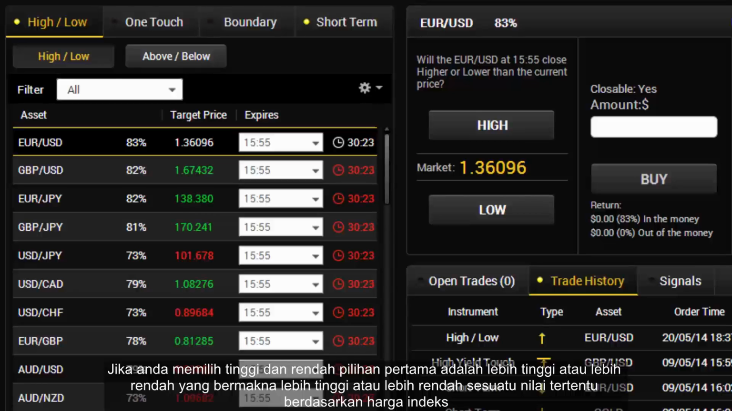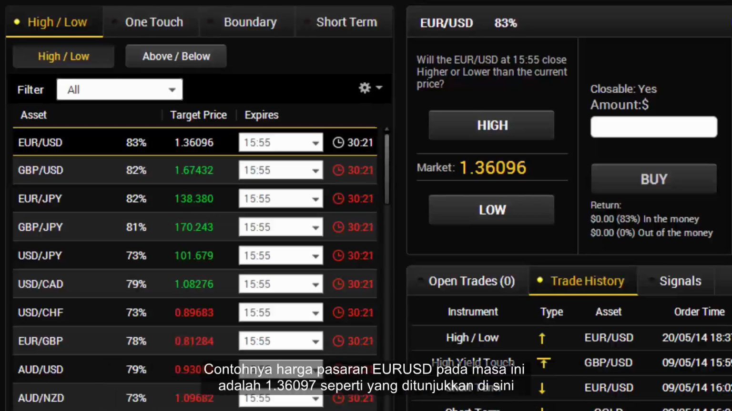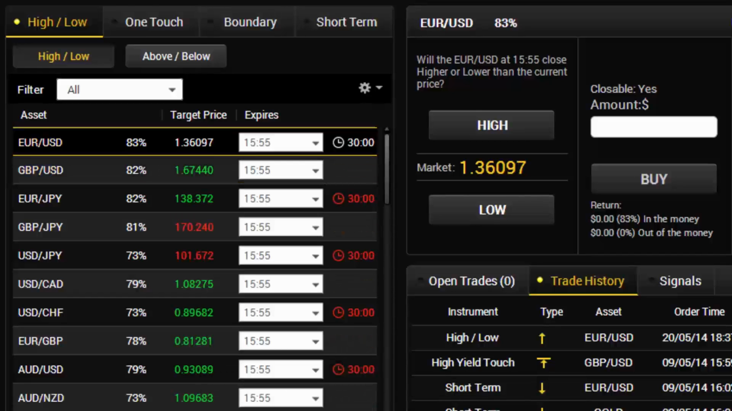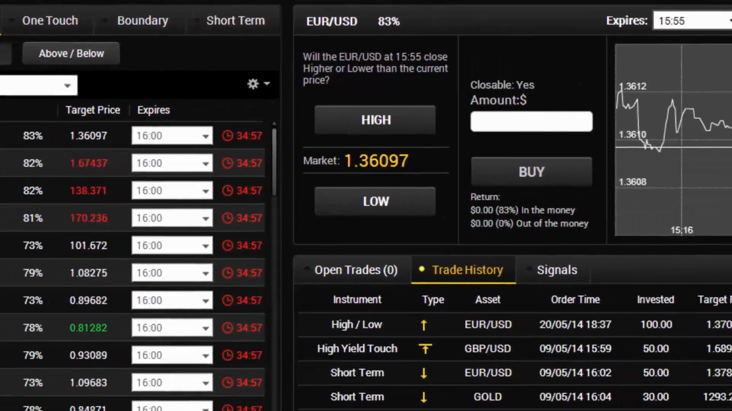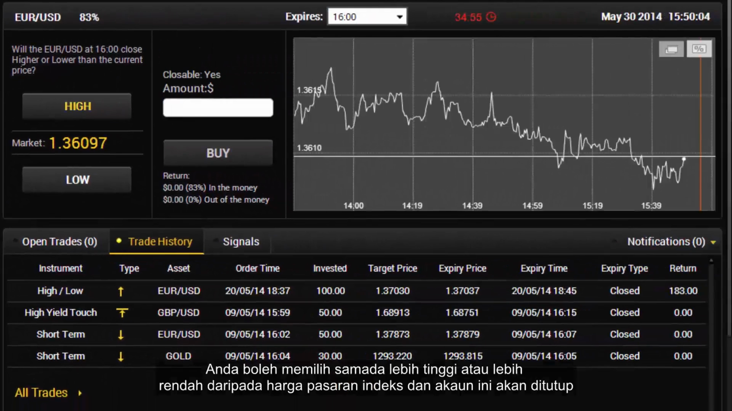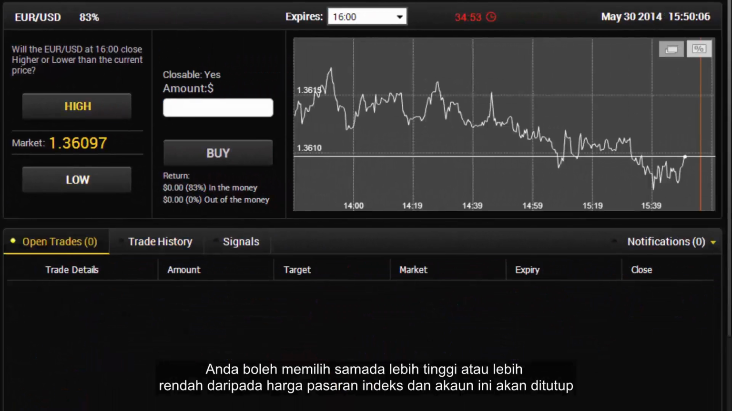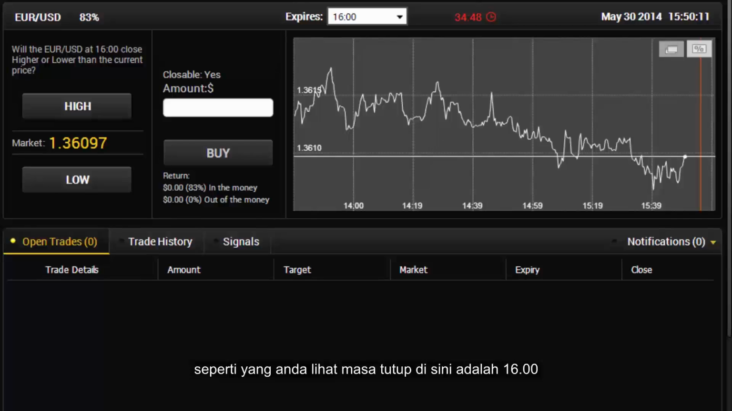based on the price index. For example, the market price at the moment for euro against US dollar is 1.36097, which is shown here. Buying option. You can either choose higher or lower of the market price index and the account will be closed. As you can see, the closing time here is 1600.